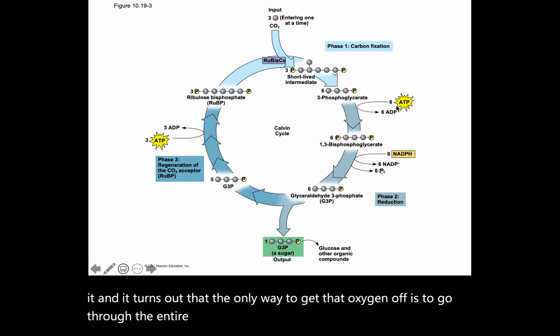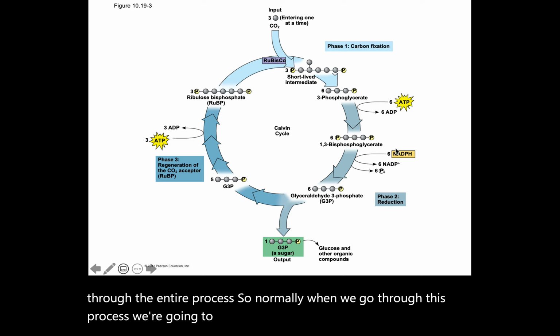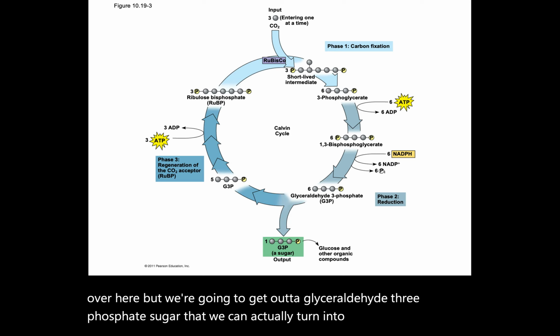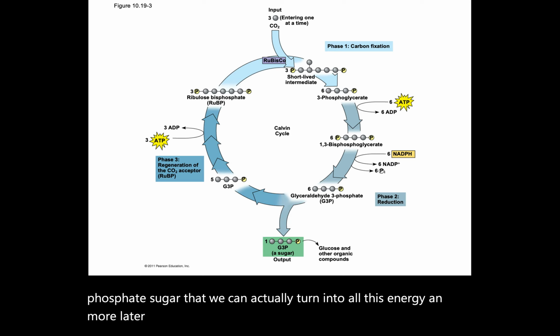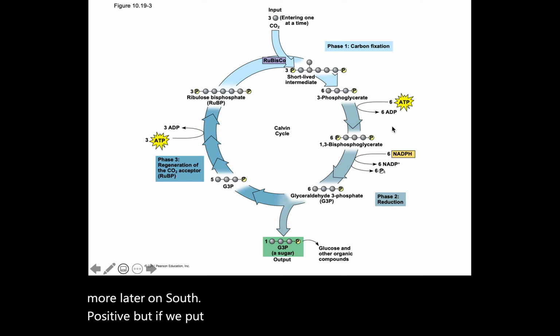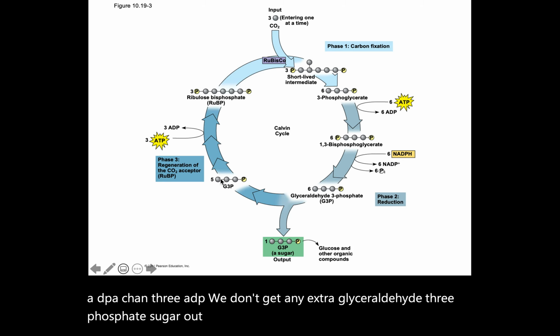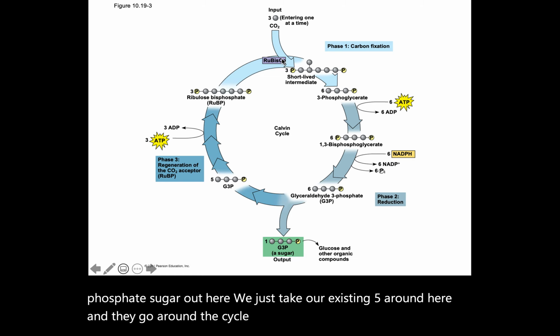So normally when we go through this process, we're going to burn 6 ATP here, 6 NADPH here, and 3 ATP over here. But we're going to get out a glyceraldehyde 3-phosphate sugar that we can actually turn into all this energy and more later on. So net positive. But if we put in an oxygen, we still have to spend 6 ATP, 6 NADPH, and 3 ATP. We don't get any extra glyceraldehyde 3-phosphate sugar out here. We just take our existing 5 around here, and they go around the cycle, and they start over again. So we waste material and get nothing for it.